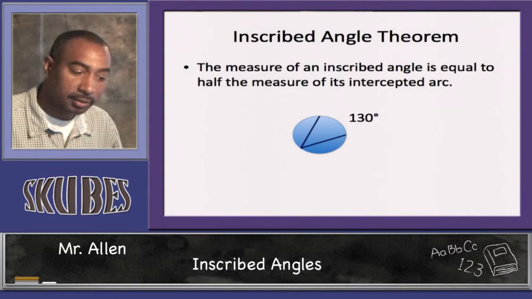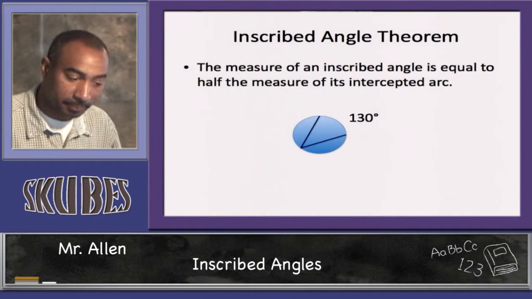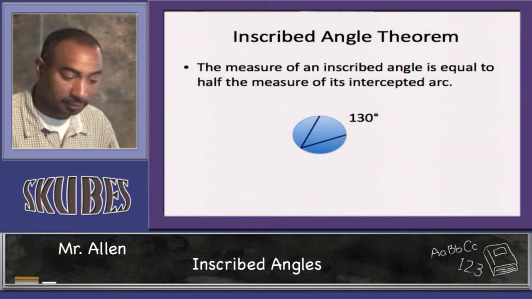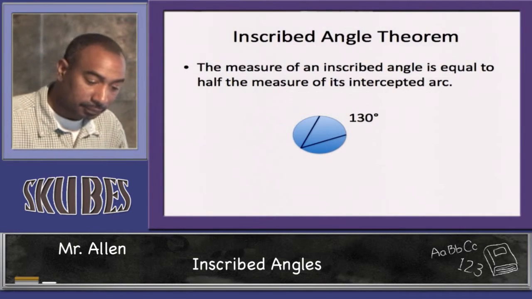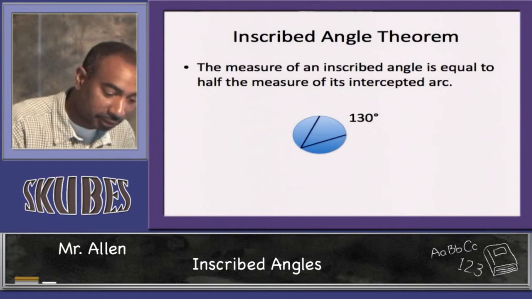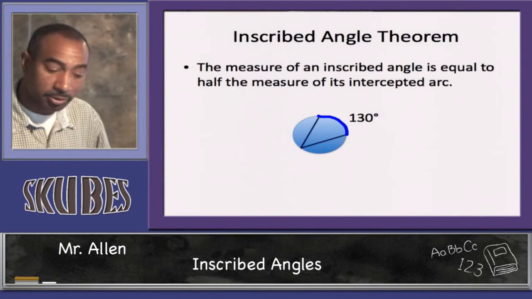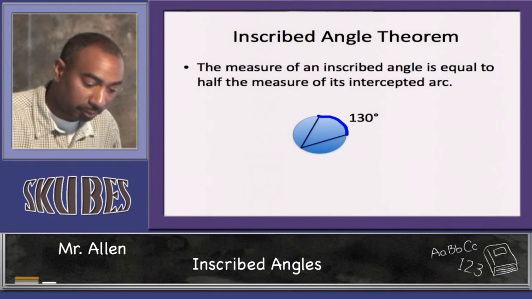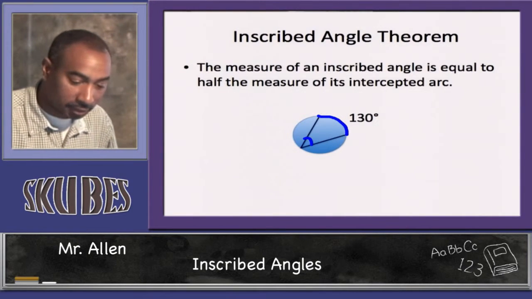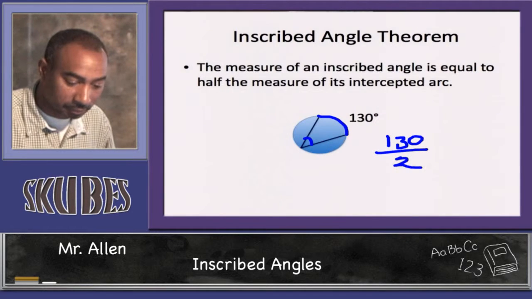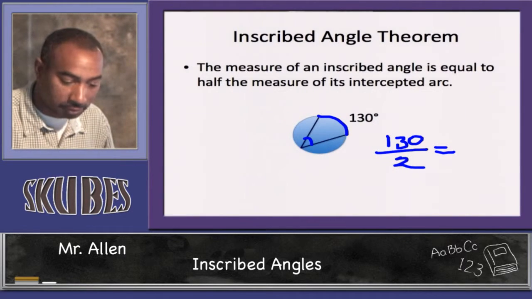All right, let's look at the inscribed angle theorem. The measure of an inscribed angle is equal to half the measure of its intersecting arc. So, for example, if we have a circle and we know that the arc is 130 degrees, we want to know what this angle is. It's going to be 130 divided by 2, which gives you 65 degrees.